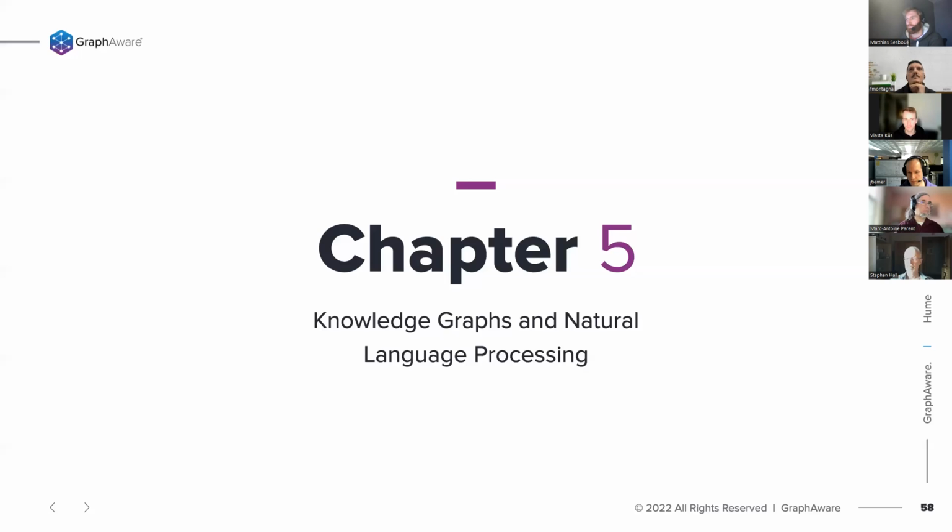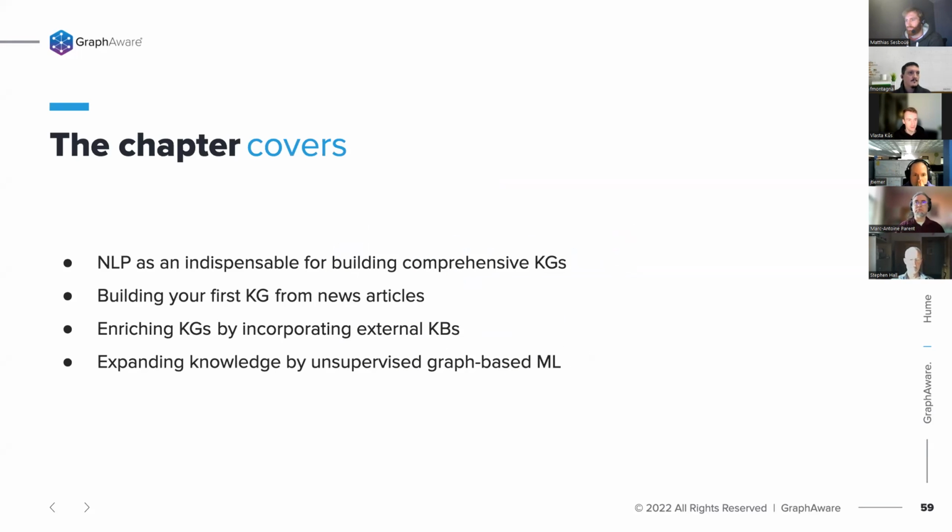Okay, so I would like to share with you the outlook of chapter 5. Unlike Fabio's, this is not in the biomedical domain, but in a much more understandable domain for the general public. So basically, chapter 5 is a first introductory look into how to build knowledge graphs from unstructured data. That means by using natural language processing.